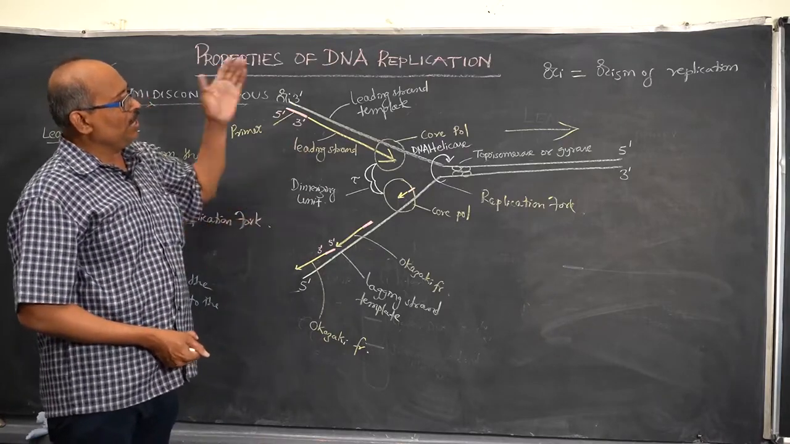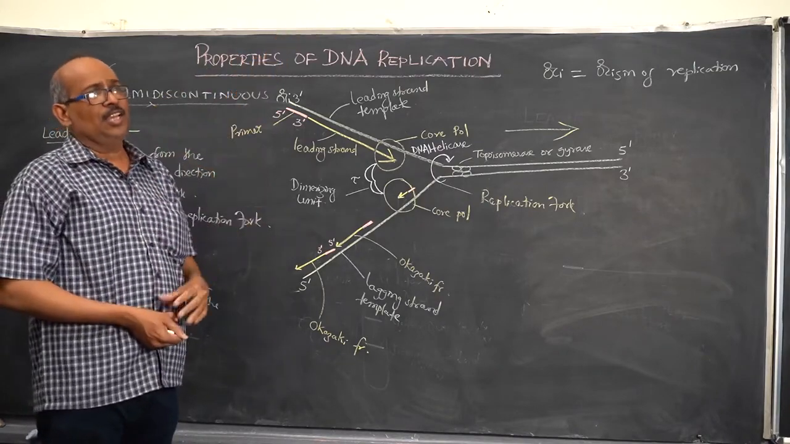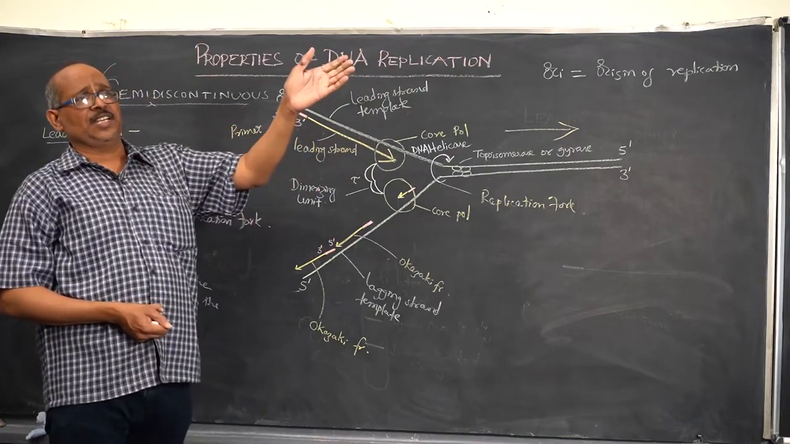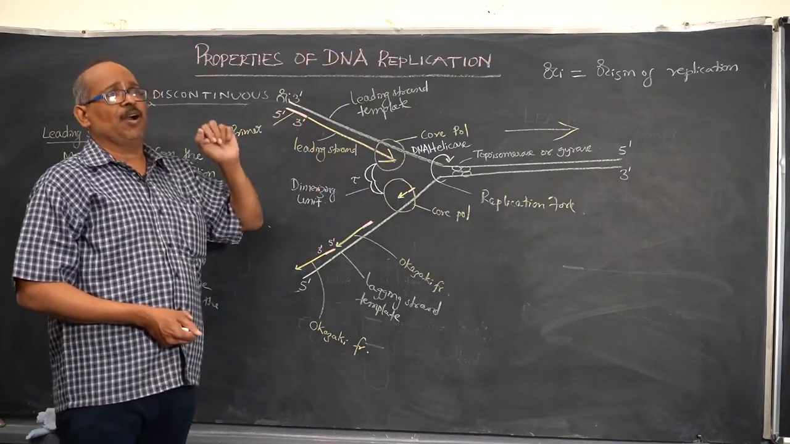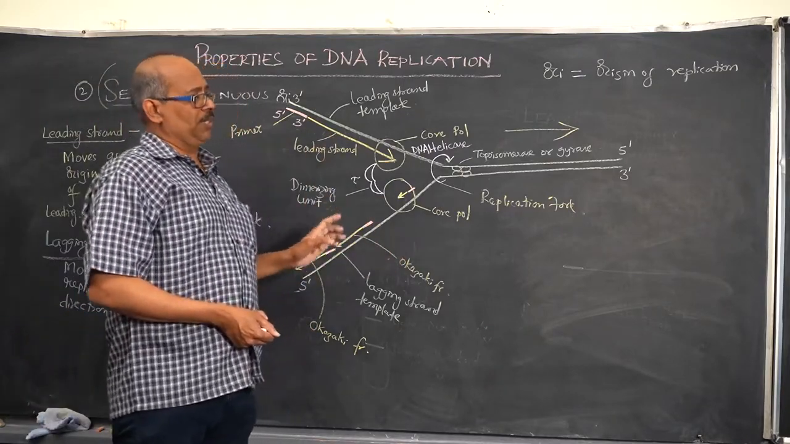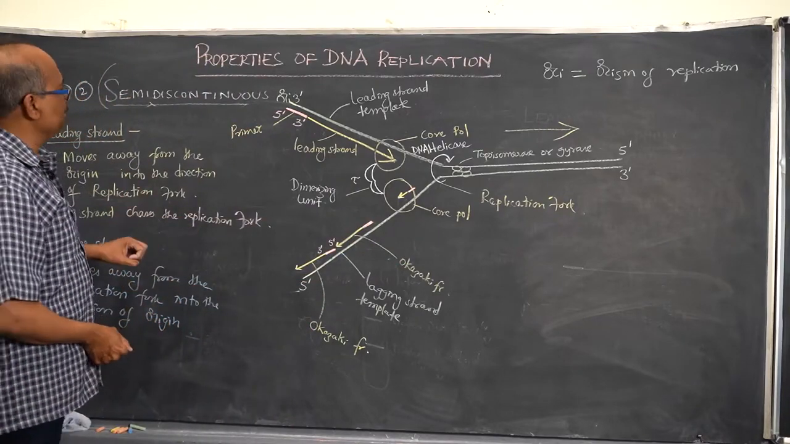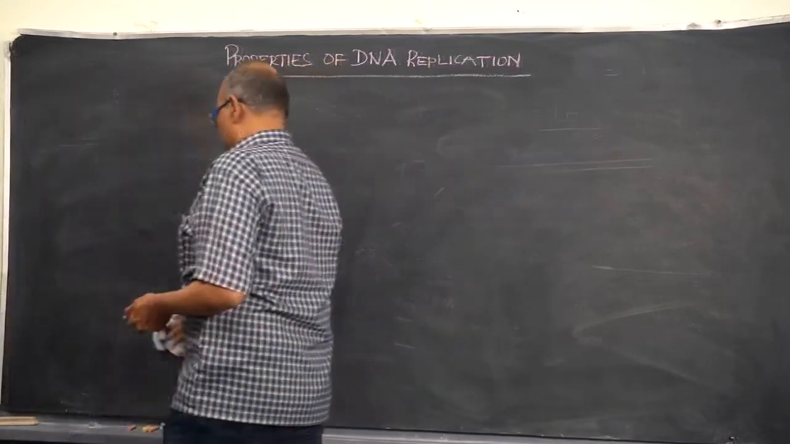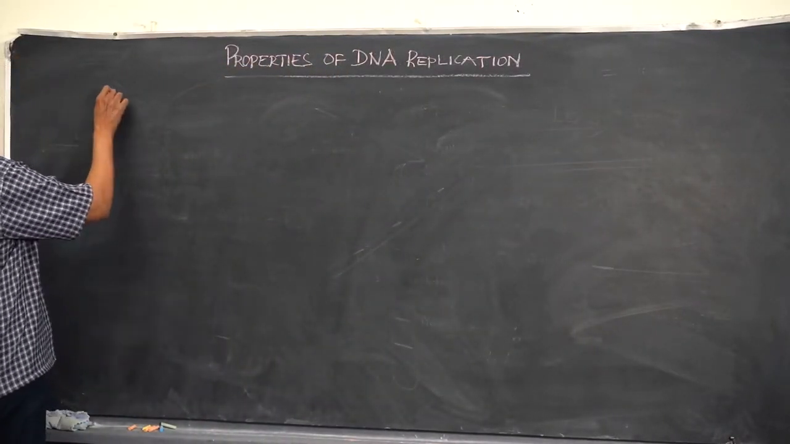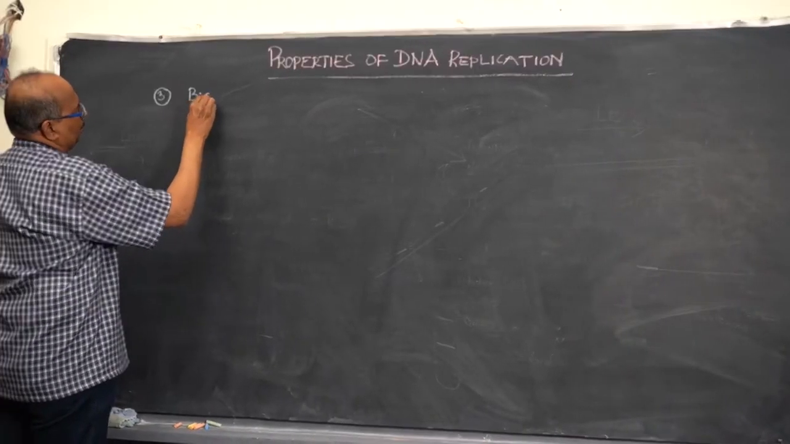And then once your helicase has done the unwinding, you get more replication fork. Your leading strand synthesis extends. Once the leading strand synthesis is extended, you have a new primer formed for the lagging strand, and that primer will be extended by its own polymerase. So this is the second feature, the semi-discontinuous mechanism. The third property is bidirectional replication.